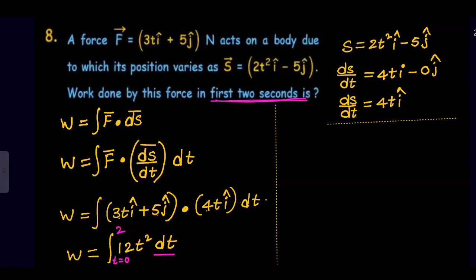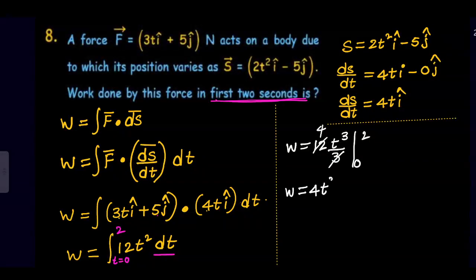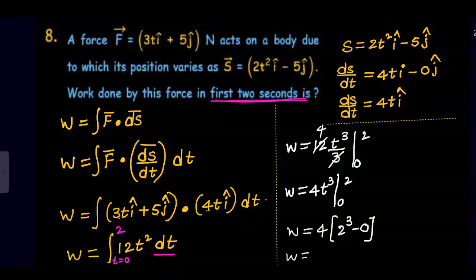Now integrate. Work done is equal to 12 into the integral of t square, which is t cube by 3, limits 0 to 2. So it comes to 4t cube, limits 0 to 2. Substitute the limits: 4 into 2 cube minus 0. 2 cube is 8, and 8 into 4 is 32 joules.